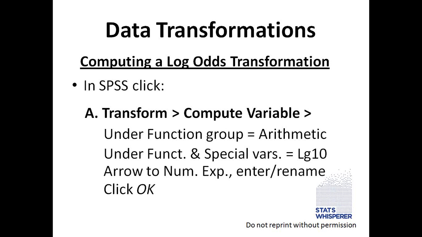So to do a data transformation, right? This sounds like it is sophisticated stuff. So to do a data transformation, you go in SPSS to transform and compute variable. Under the function group, select arithmetic, and we'll do this. It's much more meaningful. Then under function and special variables, right, LG10, you move that up, and then you put the name of the variable and rename it and click OK.